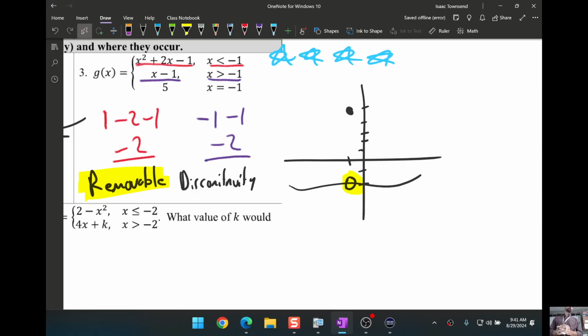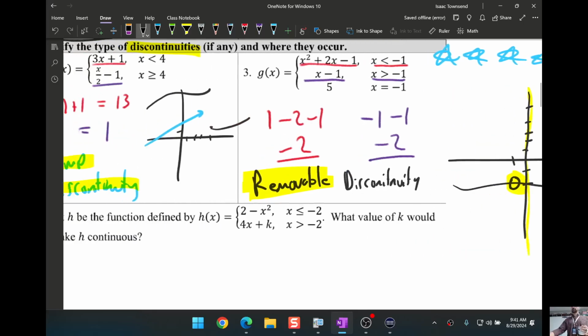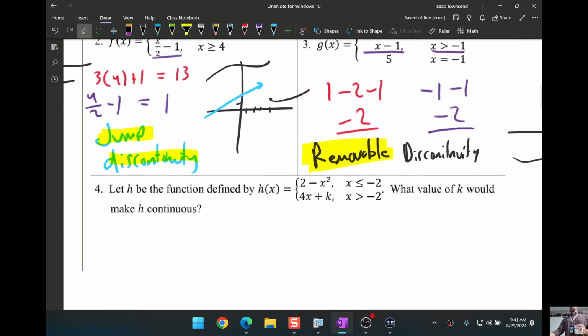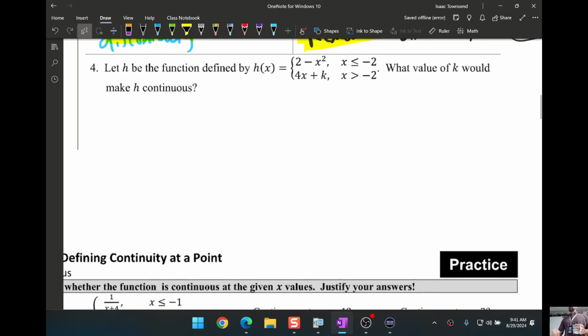So, yeah. Is this still removable discontinuity if the point doesn't exist? Yes. Great question. Whether the point is there or if the point is not there, it is still called removable discontinuity. So just focus on the hole part, not whether there's a point. But great question.